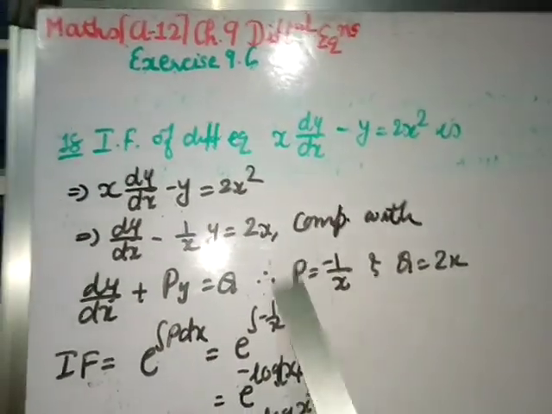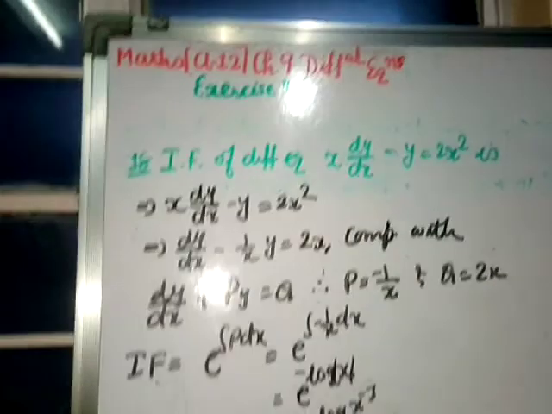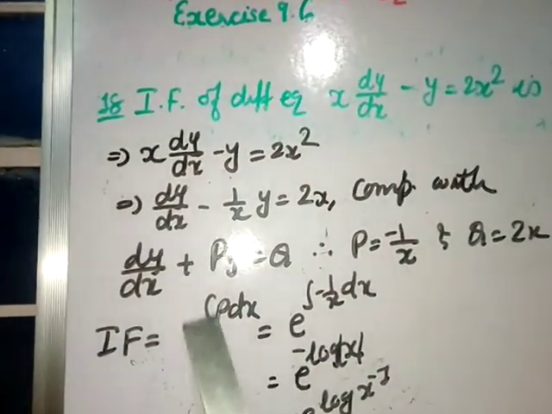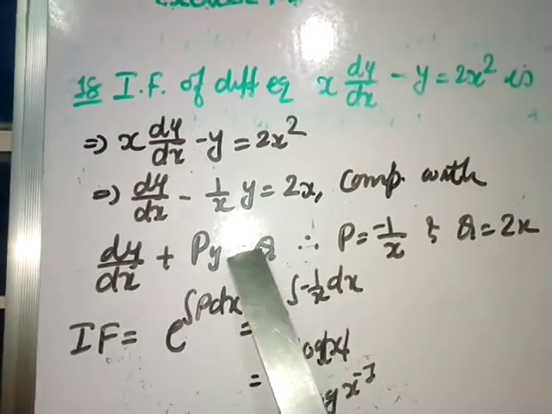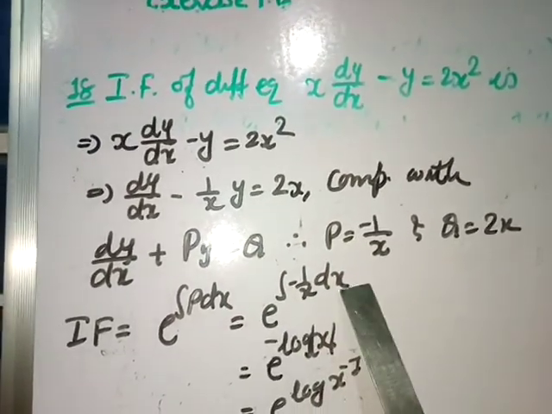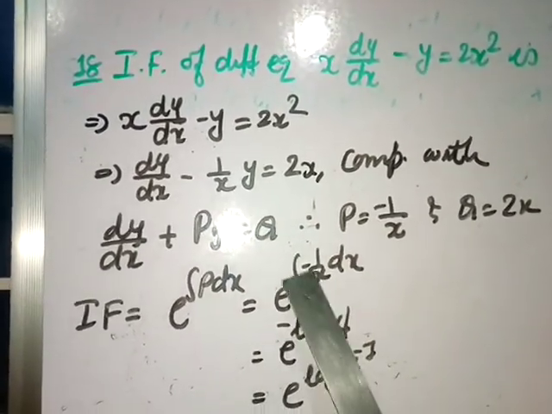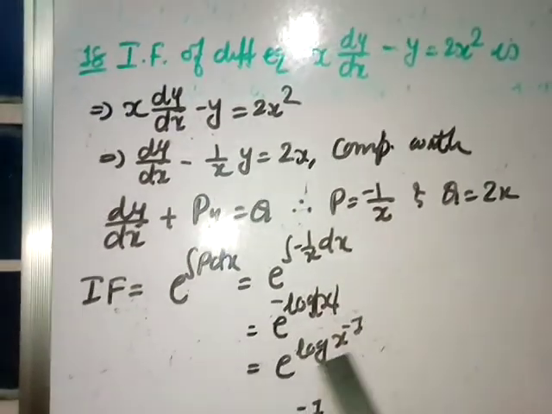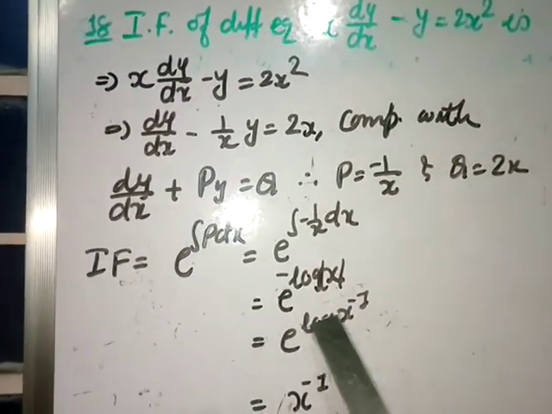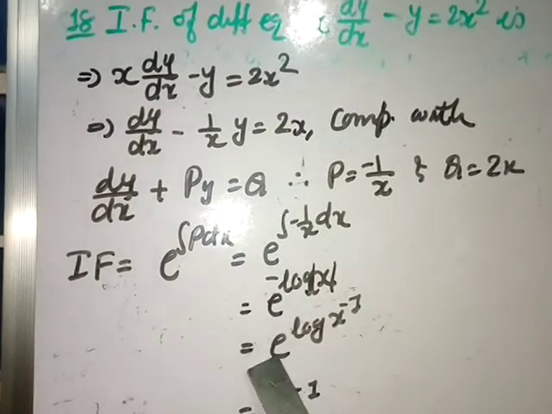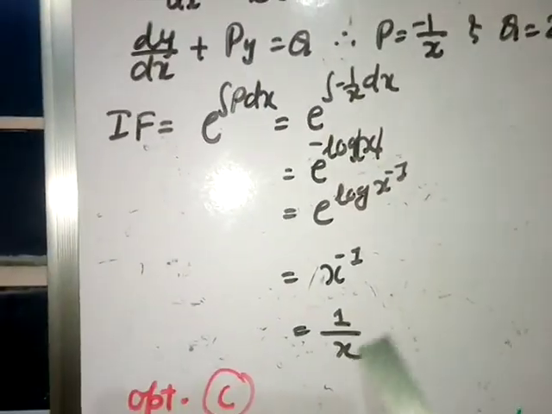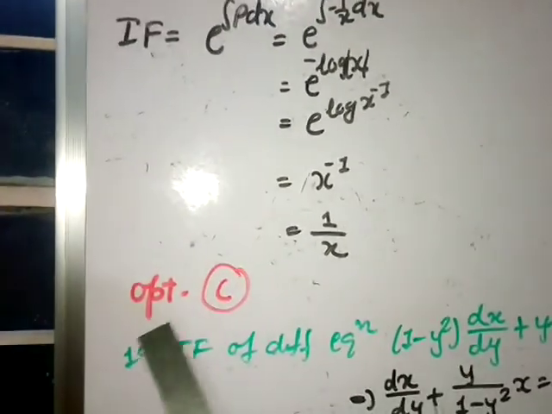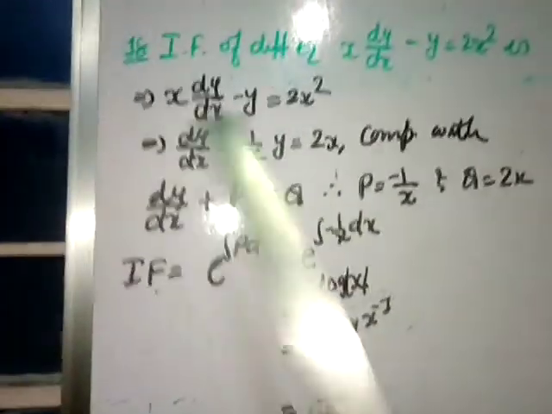I require only this because they have asked you to find the integrating factor. So integrating factor = e^(∫P dx) = e^(∫-1/x dx). The integral of 1/x is log x and this minus remains. This minus you take as a power, so e^(log x^-1). So e and log cancel, so you get x^-1, which can be written as 1/x, and that is the correct option, option C. So the integrating factor of this differential equation is 1/x.